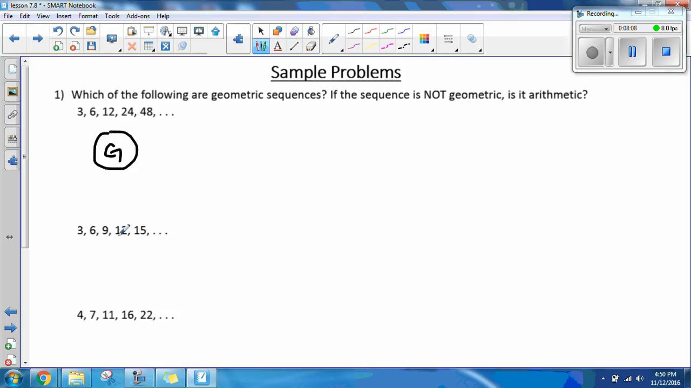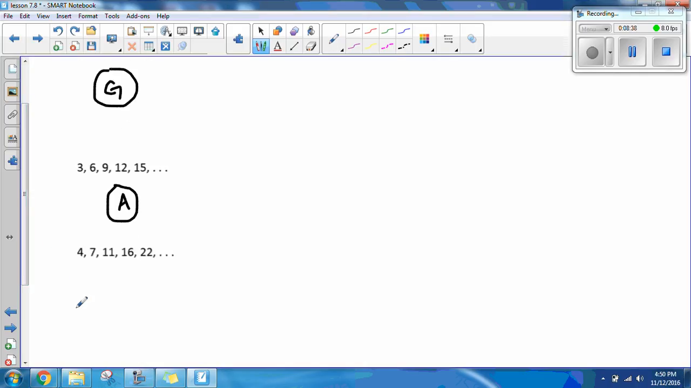Three to 6, 6 to 9, 9 to 12, 12 to 15. Well, to get from 3 to 6, we multiply by 2. From 6 to 9, we multiply by 1.5. 9 to 12, 1.3 repeating. 12 to 15, 1.25. This is not geometric. And let's just check if it's arithmetic. Well, 3 to 6, we can add 3, plus 3, plus 3. Yep, this is definitely an arithmetic sequence, because there's a common difference of 3.